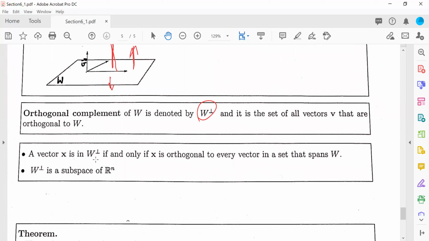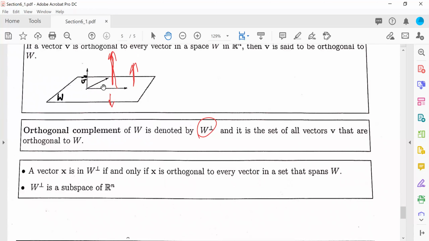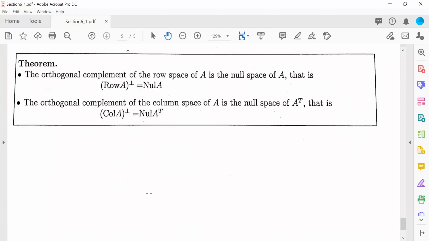A vector x is in that orthogonal complement if and only if x is orthogonal to every vector in a set that spans W. So all of those vectors will be in my orthogonal complement because they are orthogonal to any vector that spans W. And the orthogonal complement is a subspace of Rn. Now we have a theorem: the orthogonal complement of the row space of A is nothing else but the null space. That is, the orthogonal complement of row A is null A. And the orthogonal complement of the column space of A is the null space of A transpose.